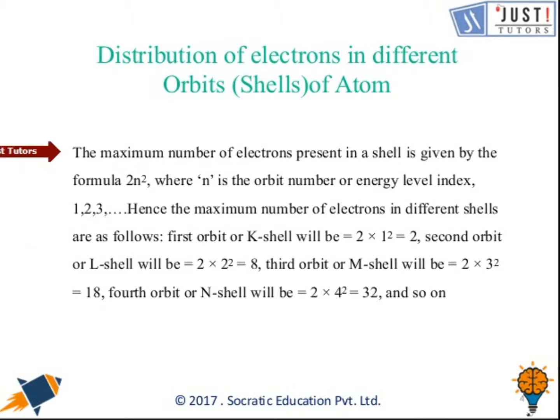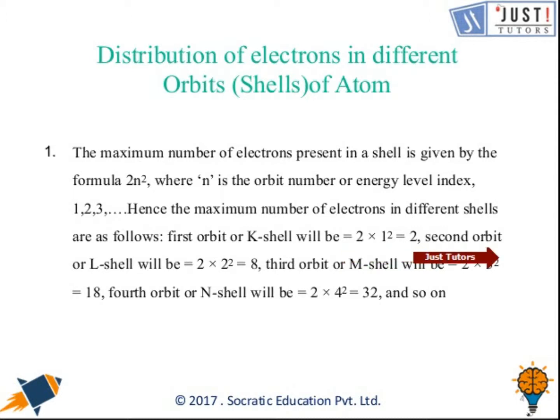So the first rule is maximum number of electrons present in a shell is given by the formula 2n square, where n is the orbit number. So the maximum number of electrons in first orbit will be 1 squared times by 2, because for first orbit the value of n will be 1. So 1 squared times 2 will be 2, so there can be maximum 2 electrons in the first orbit.